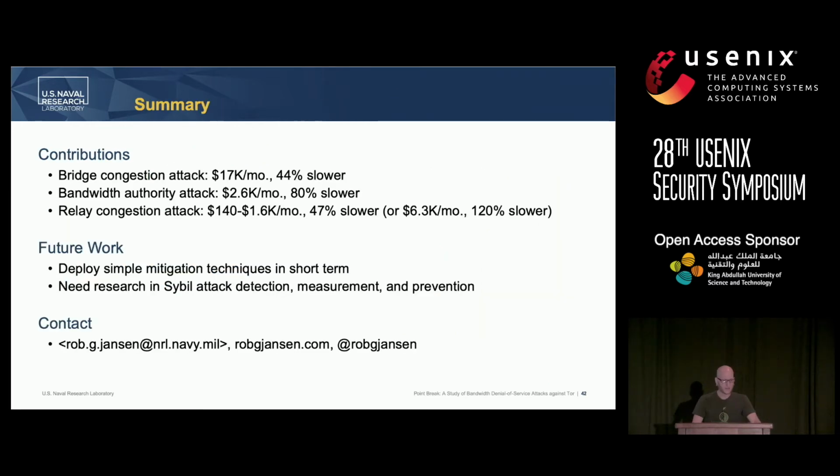So that's all I have. Again, we looked at 3 attacks: the bridge congestion attack, a bandwidth authority attack, and a relay congestion attack. I only went over the relay congestion attack here, but there are more details in the paper about the other attacks, and I discussed some future work. That's all I have. Thank you for your attention.